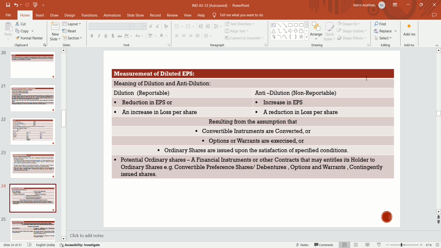For example, convertible preference shares have a potential to convert into equity, or convertible debentures have a potential to convert into equity. Options and warrants, contingently issued shares. So these are the shares that have a potential to convert into equity, and if they are converted into equity, then the additional number of shares, which changes the earnings per share, is to be calculated, which is called diluted EPS.